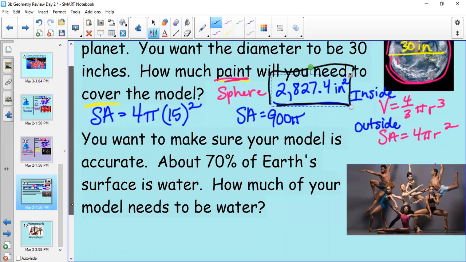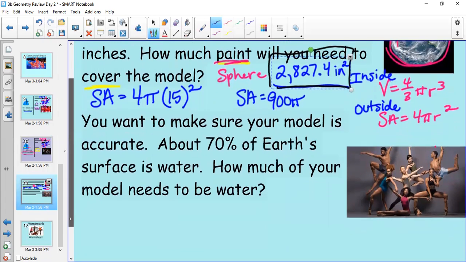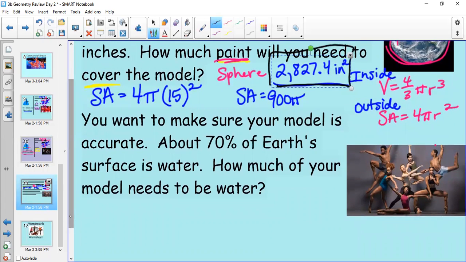Okay, let's go to part B here. It says you want to make sure that your model is accurate. About 70% of Earth's surface is water. How much of your model needs to be water? There's a few ways of doing this. I know that that is the total space we need to paint. And I know that my answer should be less than that because I only want 70% of that.